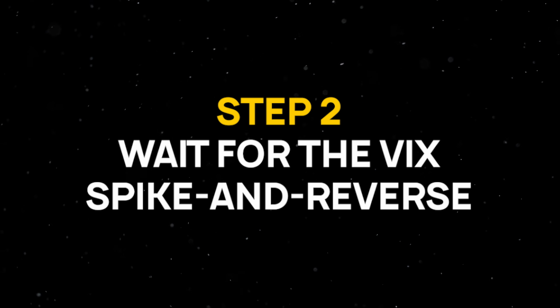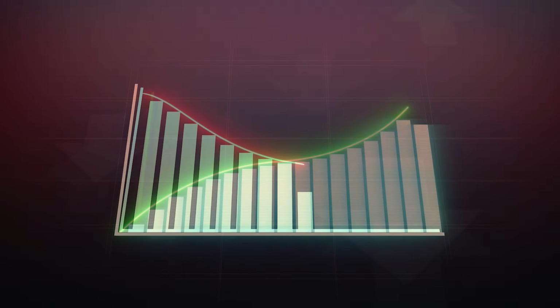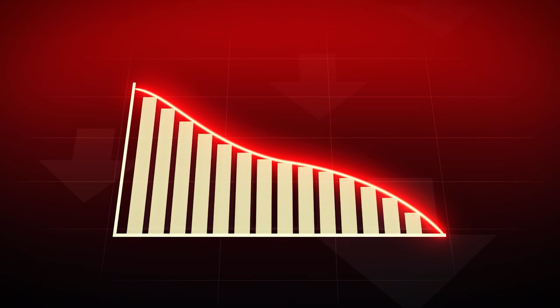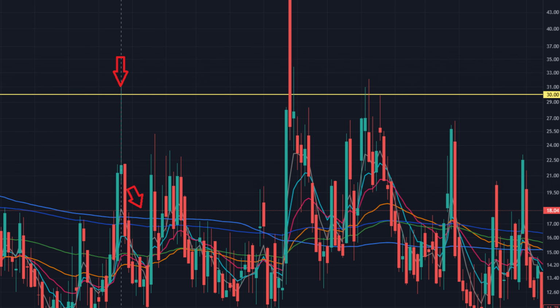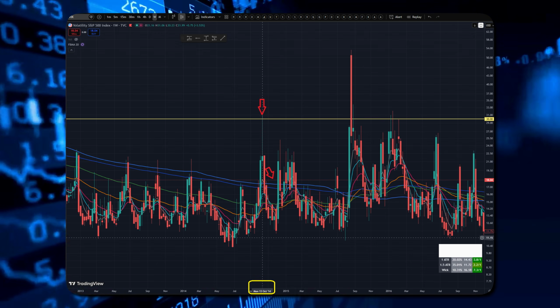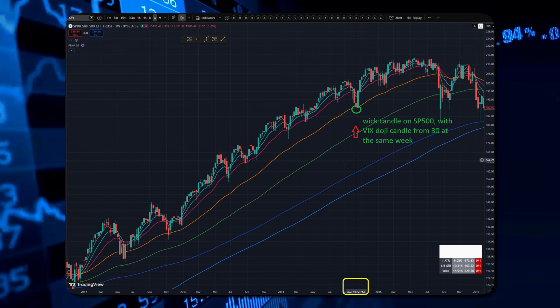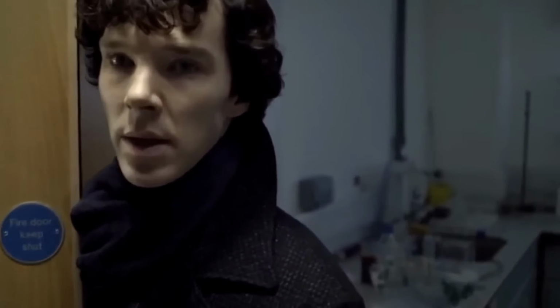Step 2. Wait for the VIX spike and reverse. This is your trigger. Look for a massive green VIX candle with a long upper wick, followed by a red VIX close the next day. Or for example, look for a wick candle on weekly or daily time frames on VIX. That single pattern has marked dozens of short-term bottoms. If that reversal lines up with an EMA touch or EMA hammer candle on S&P 500, that's your entry.